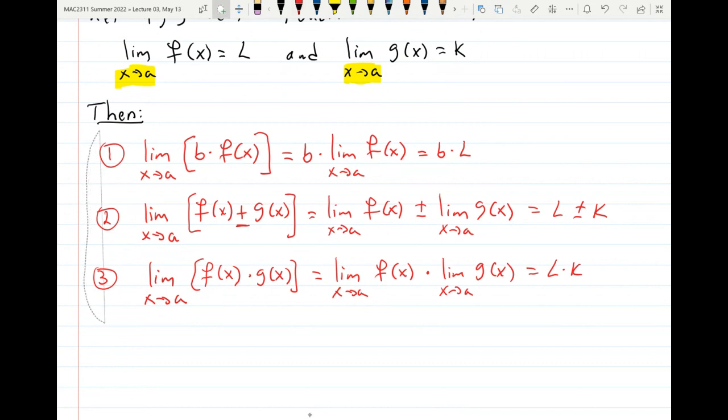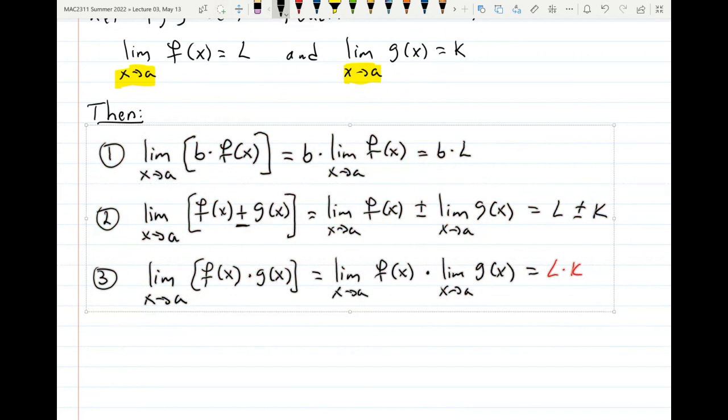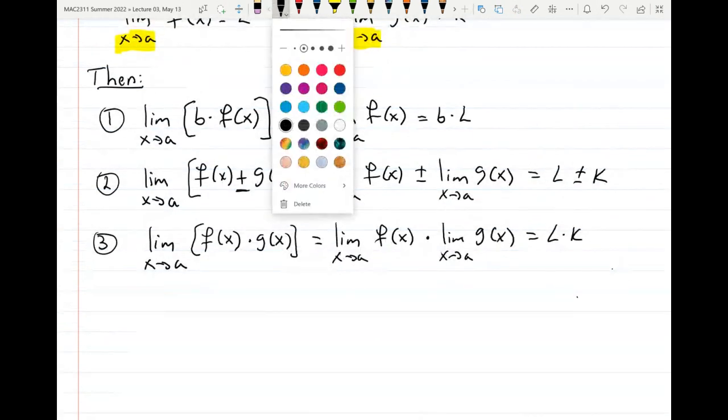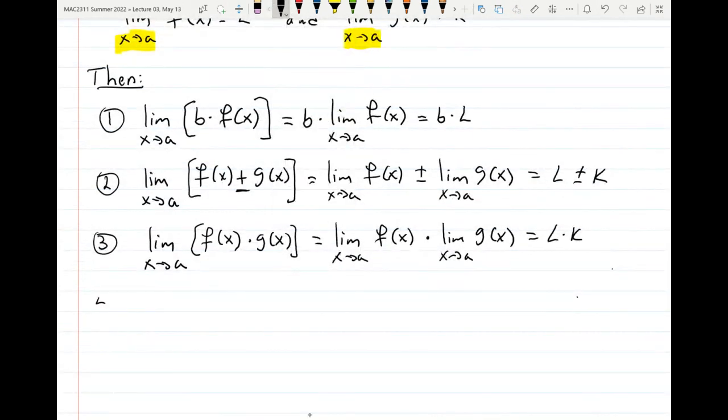Okay, so we have those two properties. Now there is another one, the one for division. And again, just like for multiplication, addition, and subtraction, the limit of the quotient is the quotient of the limits. There is just a small note that we need to make, which is that this is provided that the limit of the denominator is not 0, because as you know, division by 0 is not defined.